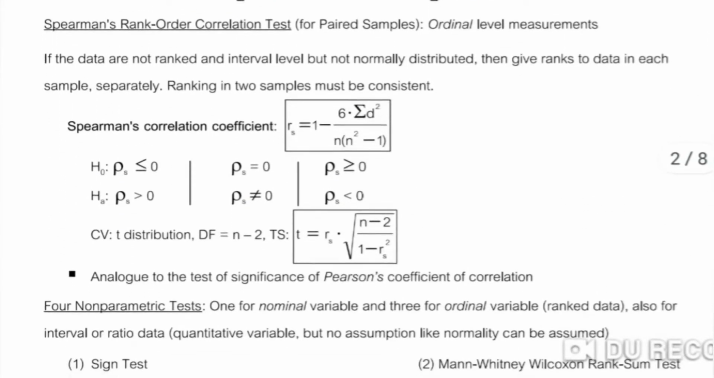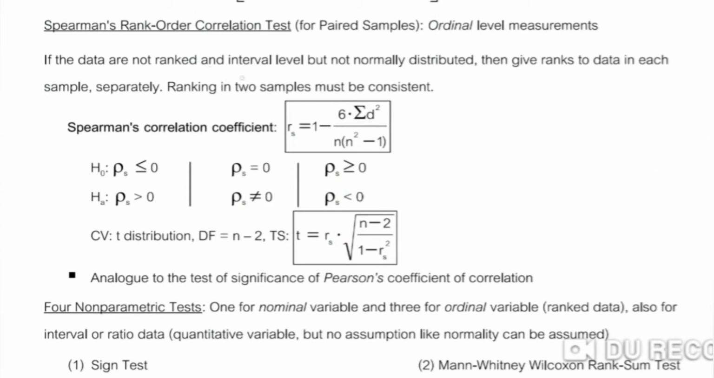Now, Spearman's rank order correlation test for paired samples, 2 dependent samples. Ordinal level measurements. This test uses only ordinal measurement. If the original data are interval or ratio level, then we have to change to ordinal level ranks 1 to n, 1 to n after that process.